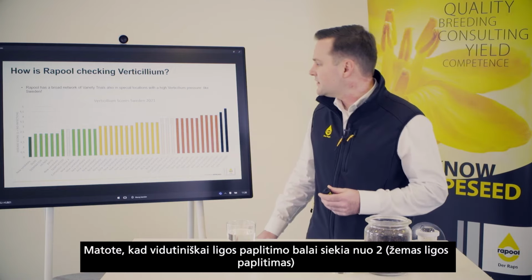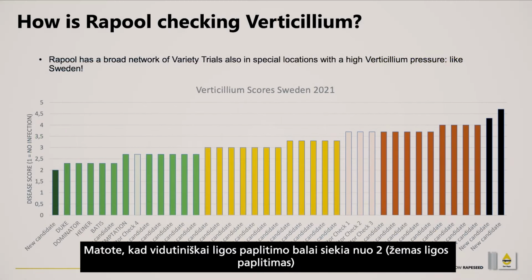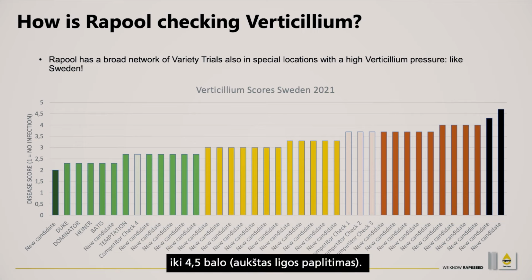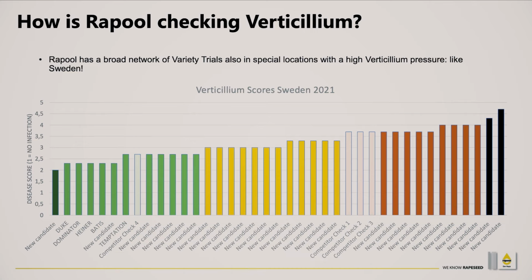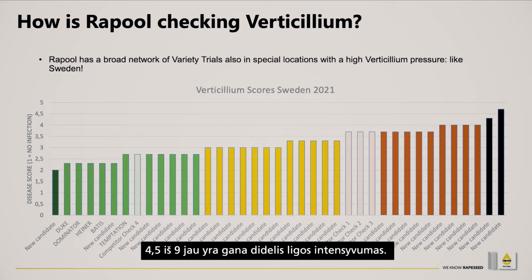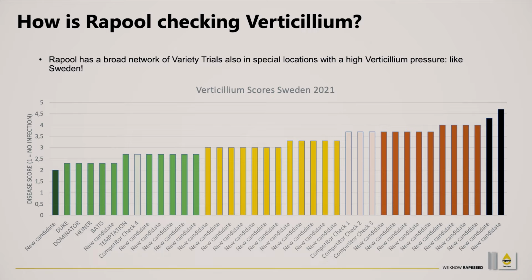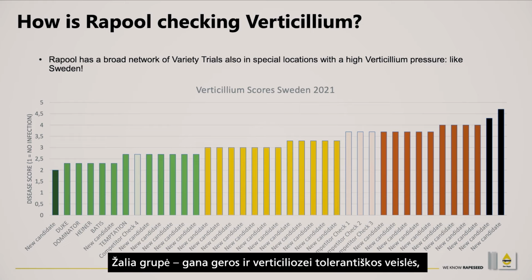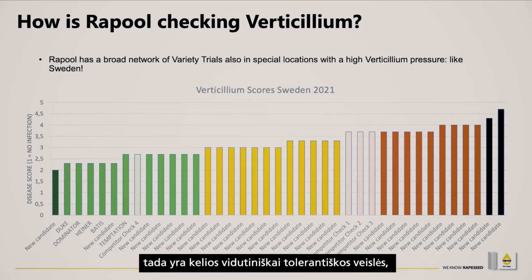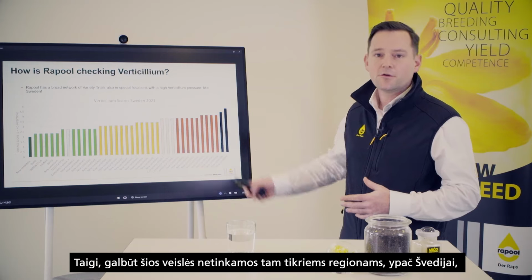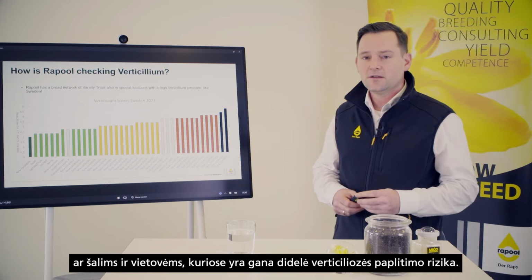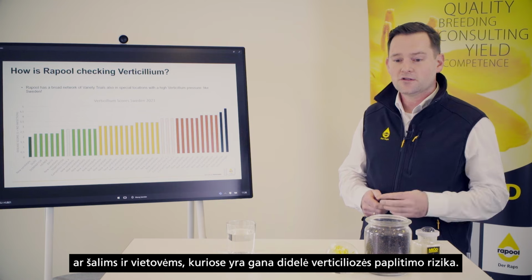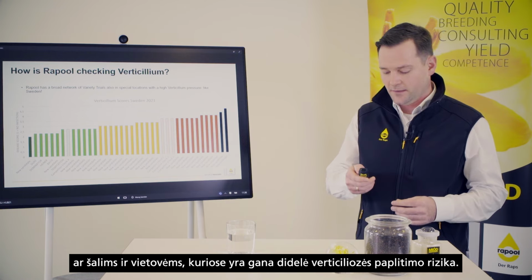You can see the scores average between 2 for a quite low disease, and for the high infections we have a score of more than 4.5. And 4.5 from 9 is already a quite high intensity of the disease. And I made here 3 groups. So we have a green group, which are the varieties that are quite good, quite tolerant against verticillium. Then there are some in between, and there are some red, and some 2 candidates here are quite bad against verticillium. So maybe not the correct varieties, especially for Sweden and for the countries, or at least for the locations, with a quite high risk to be tackled by verticillium.